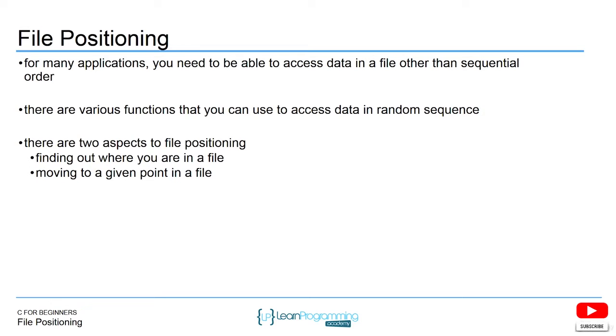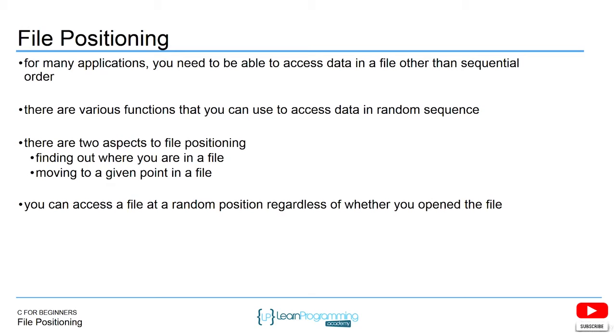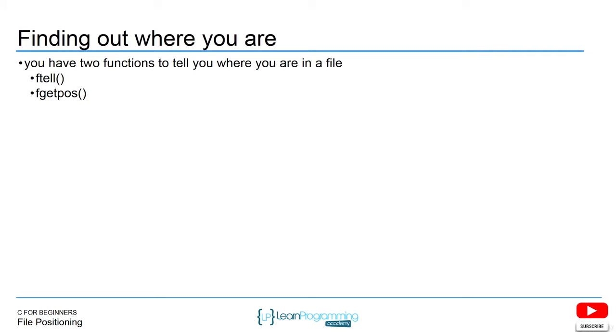There are two aspects of file positioning. One is finding out where you are in a file, and the other is moving to a given point in a file. Those are really the two things you want to find out when you're talking about the positioning of a file, what it's actually pointing to. Again, where you are in the file itself and whether or not you want to move somewhere else in the file. You can access a file at a random position regardless of whether you open the file. You can move your file pointer. You don't need to open up the file to change where you are, to see where you are. So finding out where you are, we're going to talk about first.